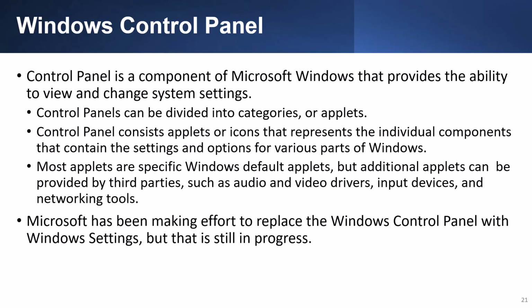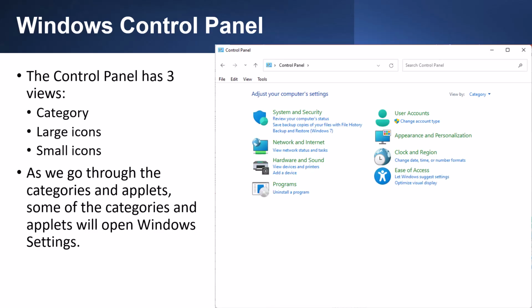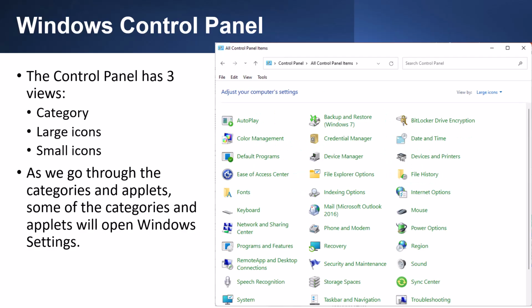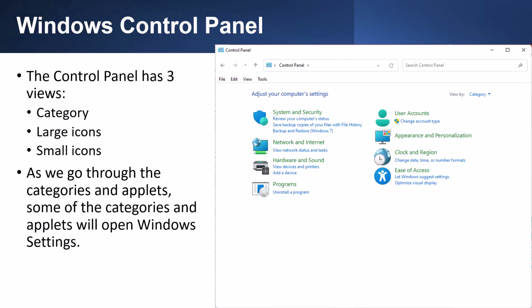Microsoft has been making efforts to replace the Windows control panel with Windows settings, but that is still in progress. The control panel has three views: category, large icons, and small icons. As we go through the categories and applets, some of the categories and applets will open Windows settings.